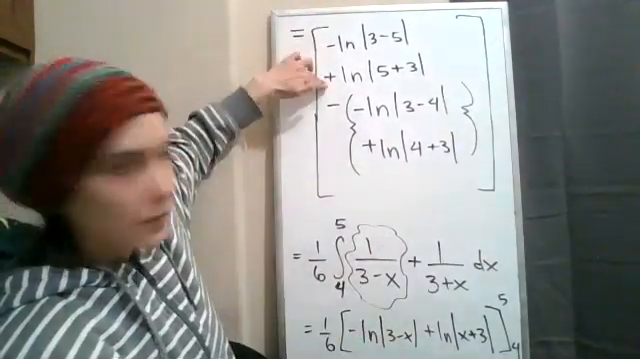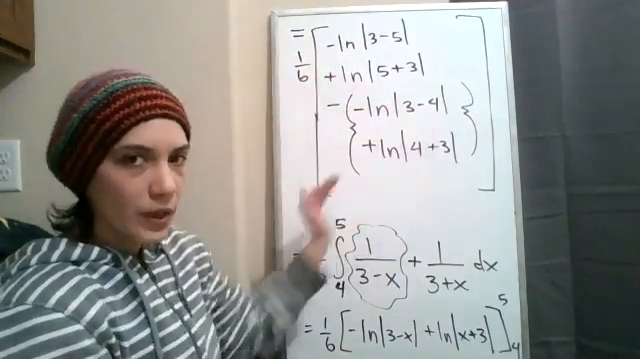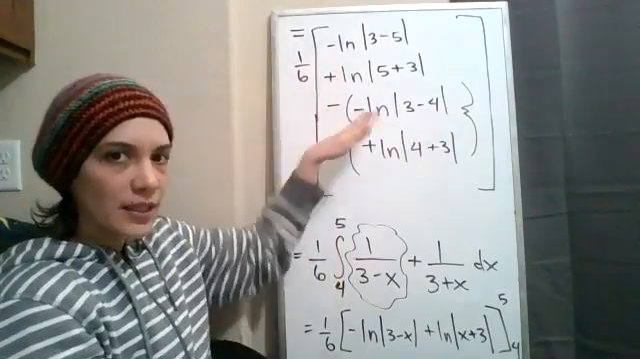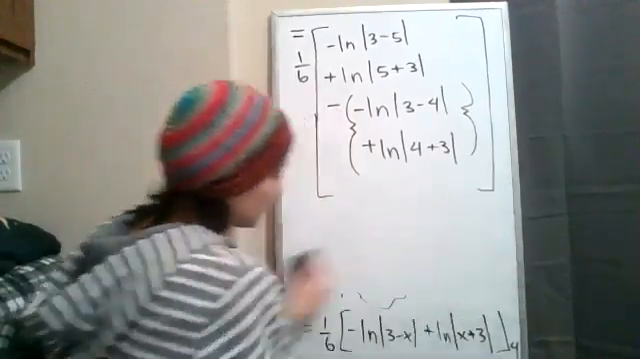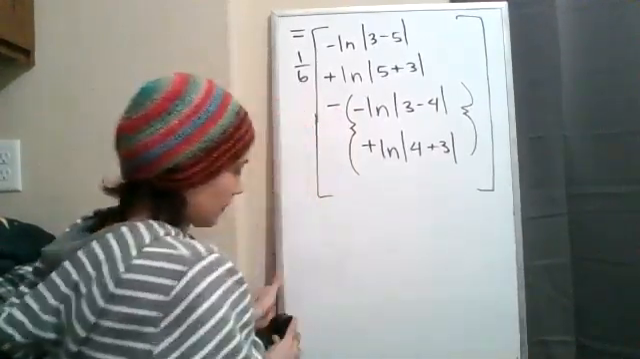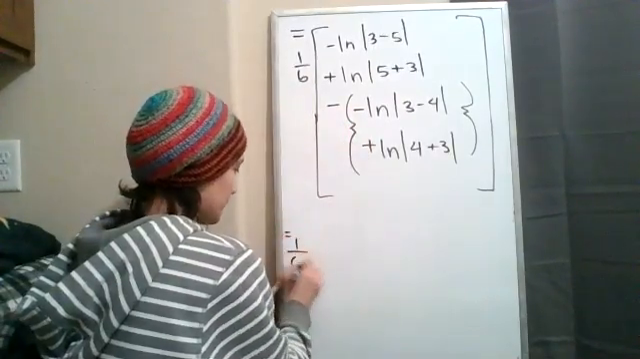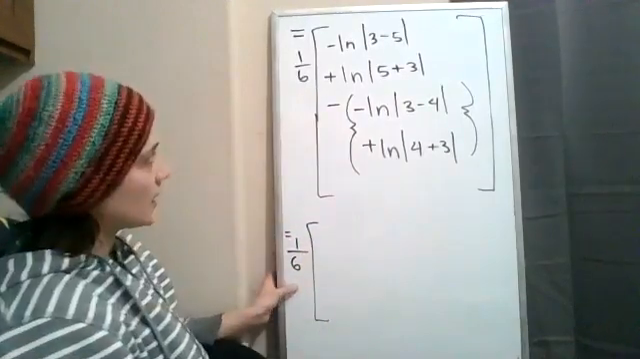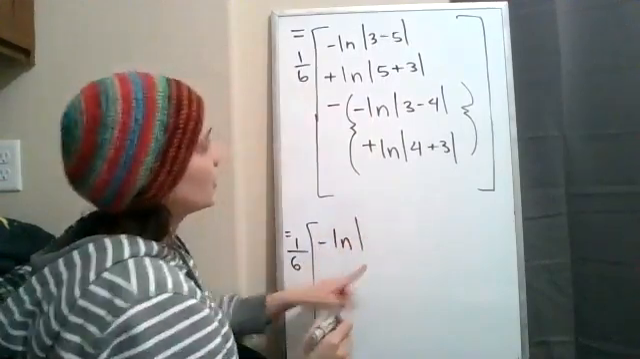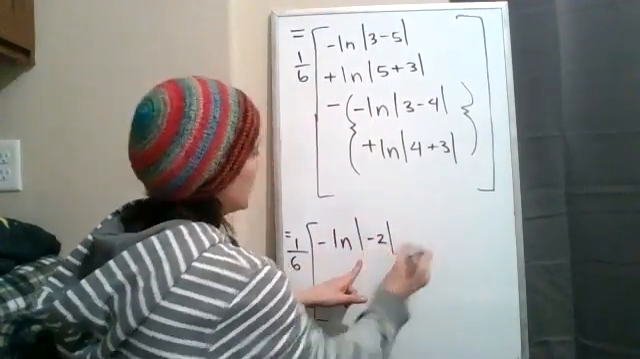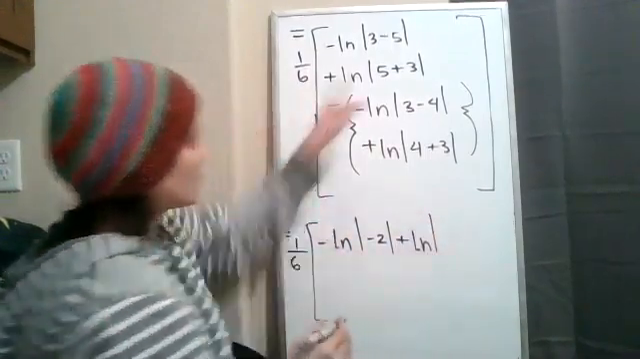So this is where we put in x equals 5, and then minus this part where we put in x equals 4. And then we'll work out all these absolute values and some of these signs that are canceling out. 1/6 multiplied by negative ln, absolute value of negative 2. Add ln, absolute value of 8.